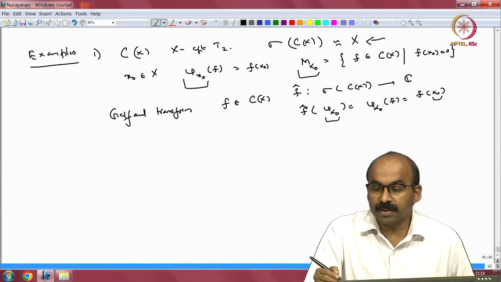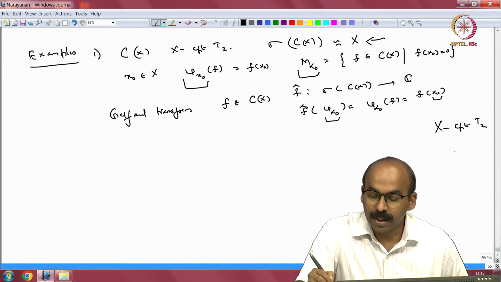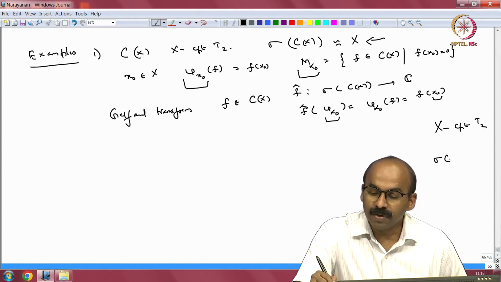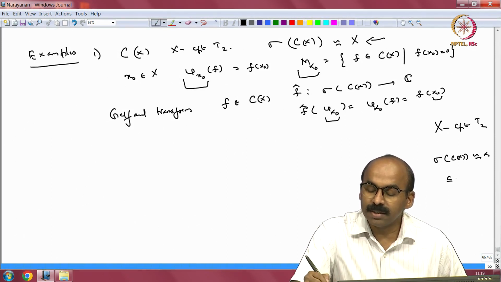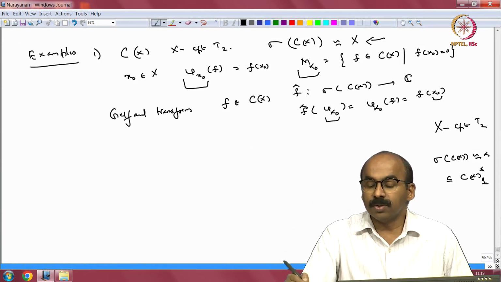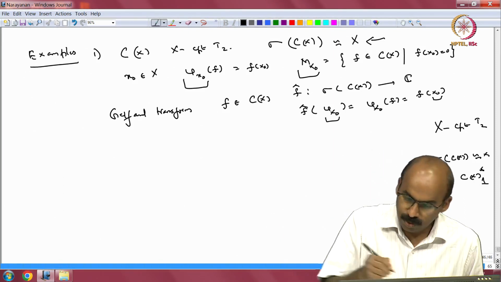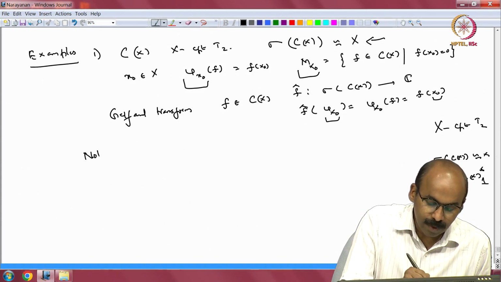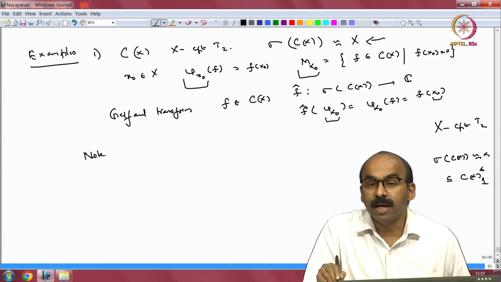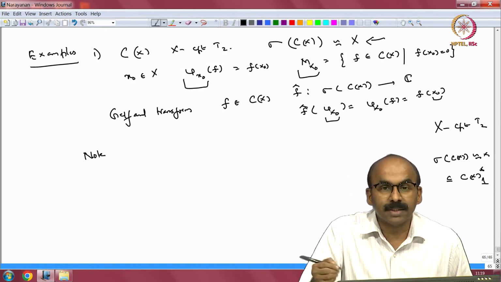So, capital X is compact T2. It comes with a topology, and sigma of C of X, which is identified with X, is sitting inside the unit ball in the dual of the Banach algebra or C-star algebra. That comes with another topology. I want to say these two are the same. That is easy. So that way we completely identify the spectrum of C of X and X itself.